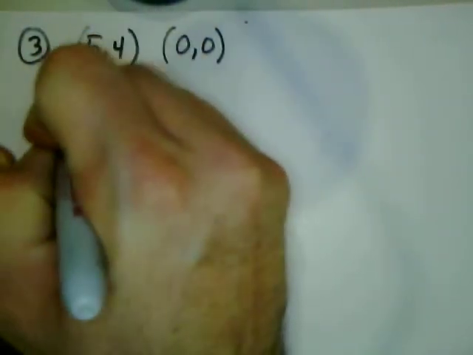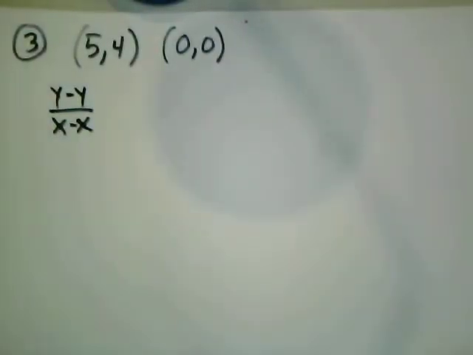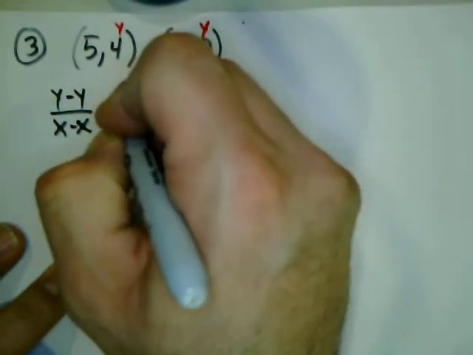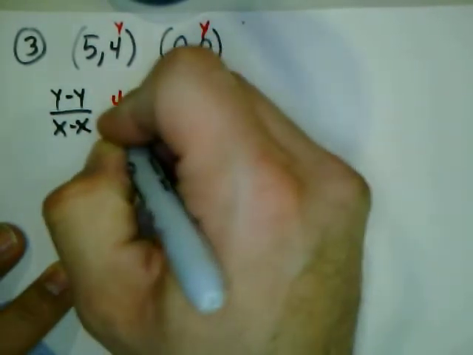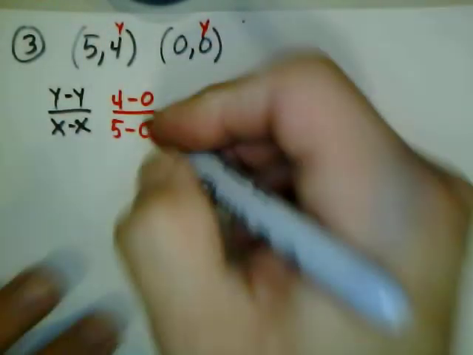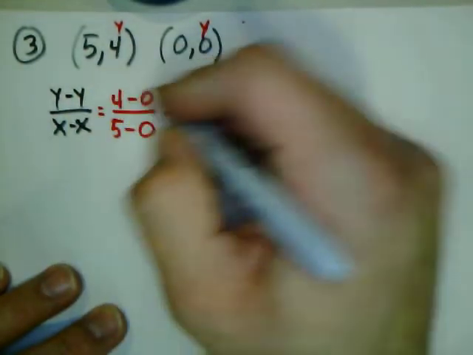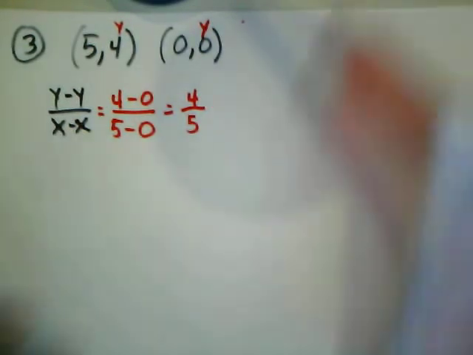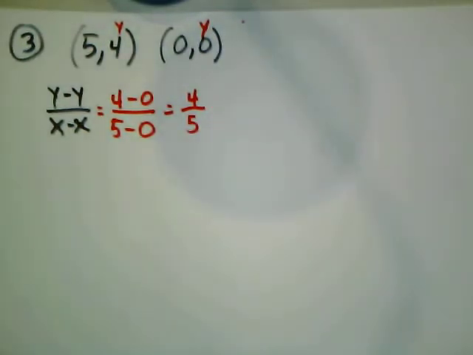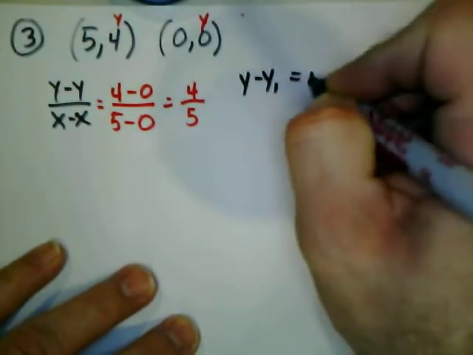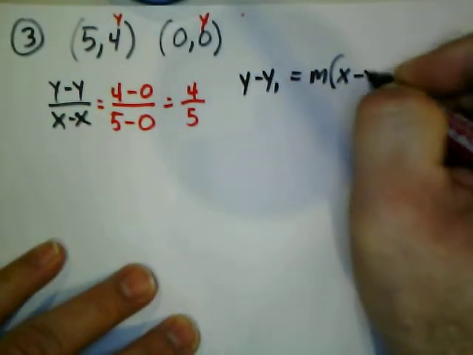Differences in y's over the differences in x. Our y's. So we have 4 we keep, and we do the opposite of 0. That's fine. 5 we keep, and the opposite of 0 for our x's. Pretty easy. 4 minus 0 is 4. 5 minus 0 is 5. Our slope is 4/5. We're going to look at y minus y1 equals the slope times x minus x1.